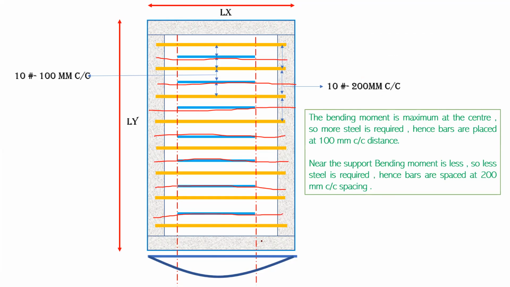If the bending moment itself is less, there's no point in giving this extra steel here, because the steel you're providing is enough to take care of the moment that is coming near the support. So you don't have to run this bar, the blue bar, completely.